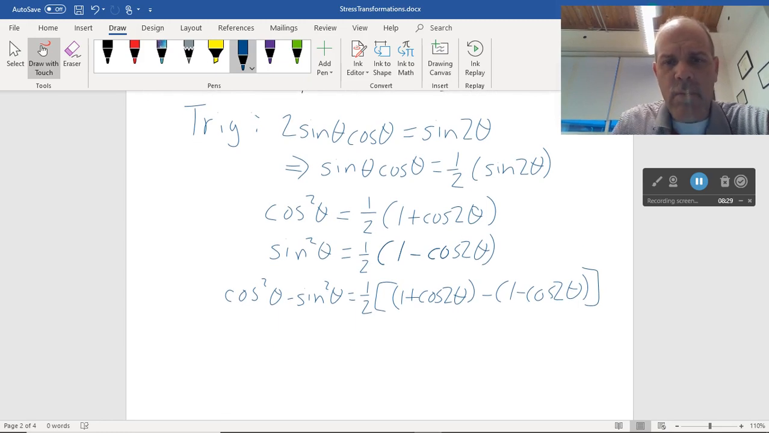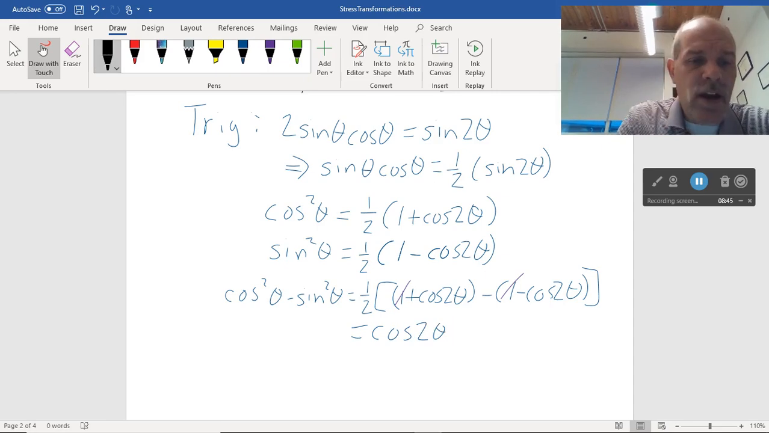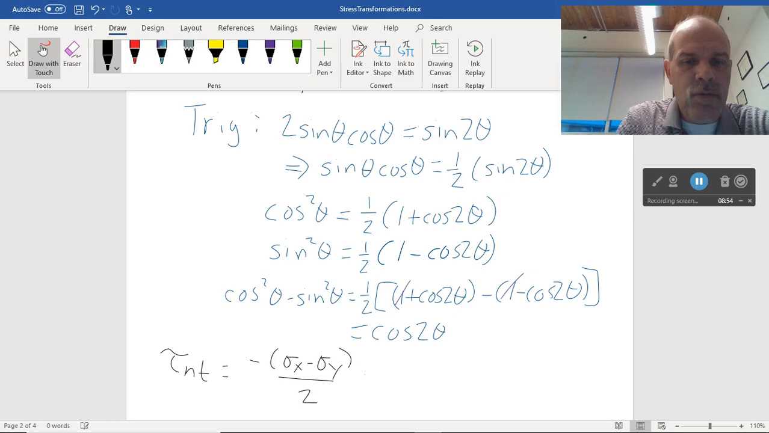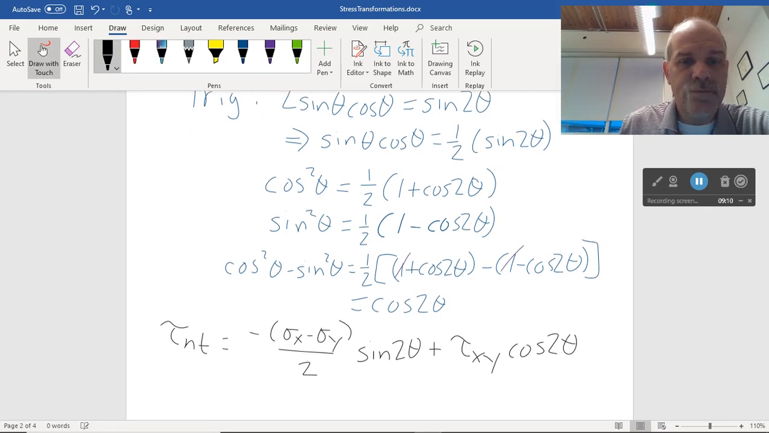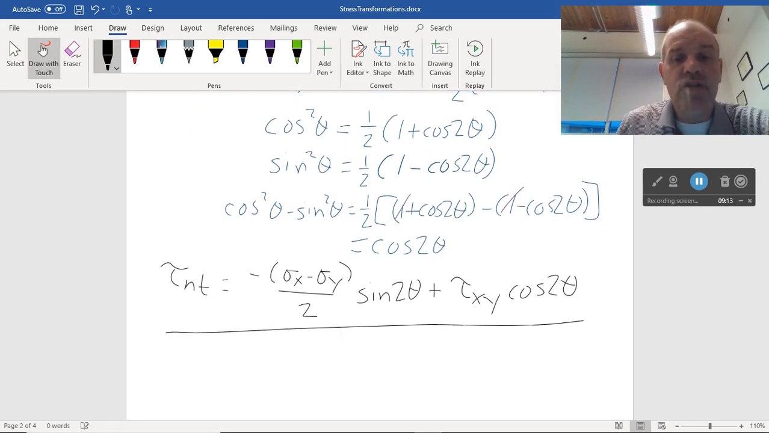Well, the 1's are going to cancel because I've got 1 minus 1. 1 minus 1, those are going to go away. And the 2 cosine 2 thetas, when they combine, I'm going to have 1/2 of cosine 2 theta. Wasn't that convenient? And that means I can rewrite tau nt as minus the quantity sigma x minus sigma y over 2 times the sine of 2 theta plus tau xy cosine of 2 theta. And that is my shear stress along that direction.